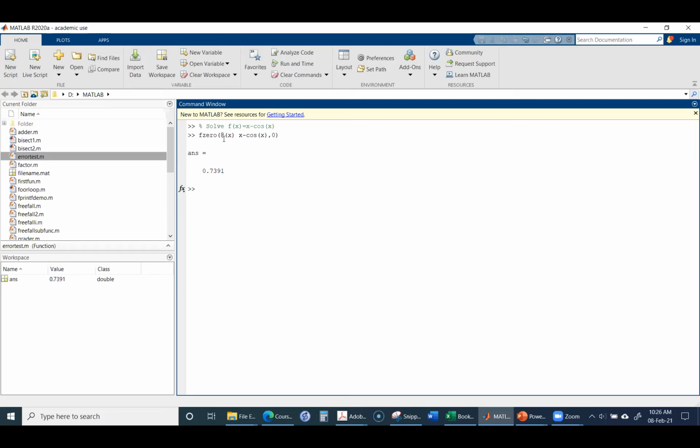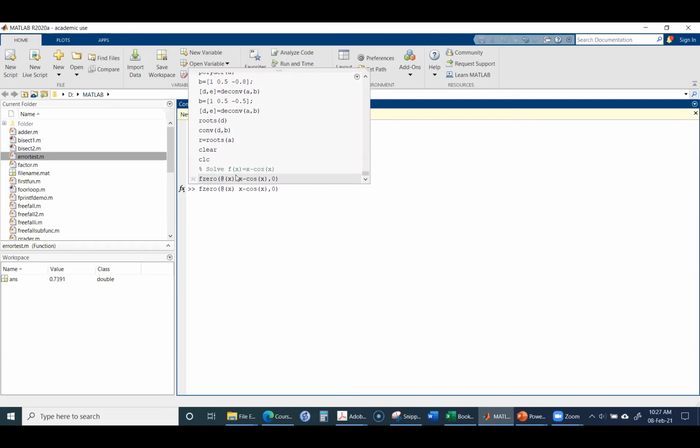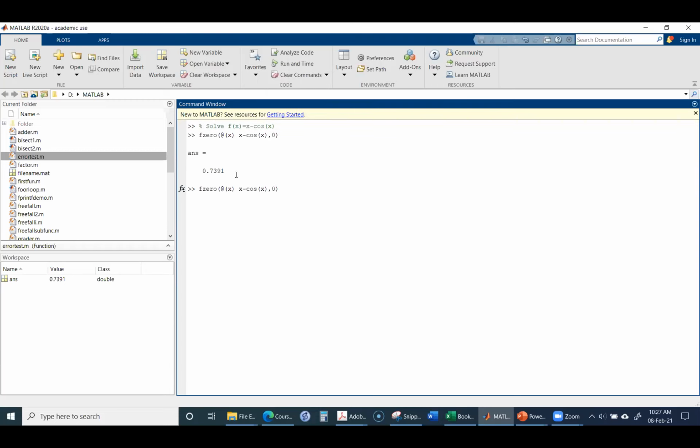So we have got this answer 0.7391, but if we want to verify this answer, then I think what you can do is, I will recall this command, and then I will put equal to say maybe x. Okay, I want to find this value in terms of x.